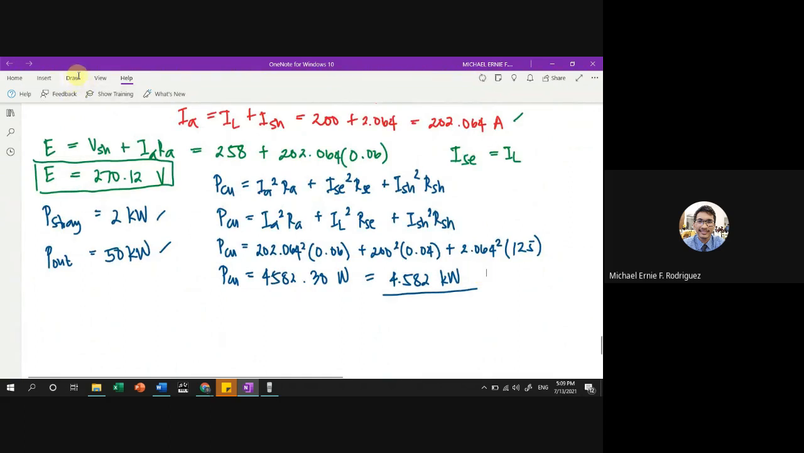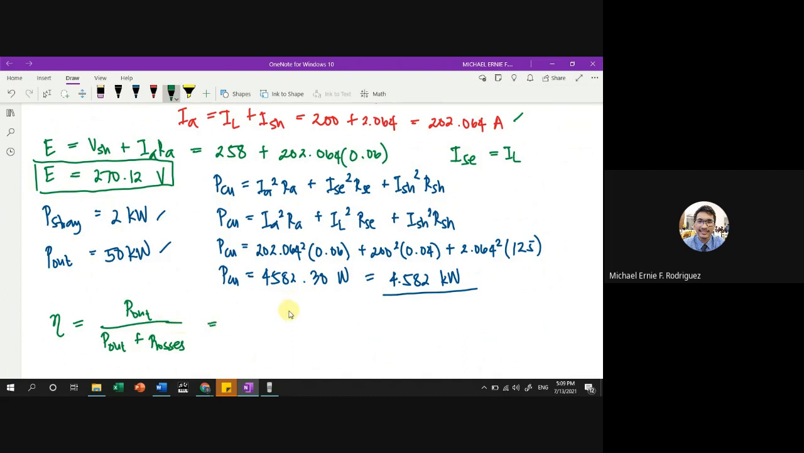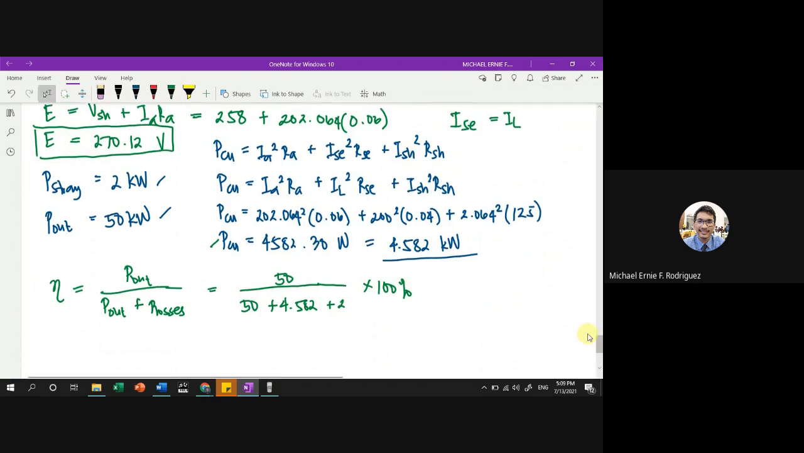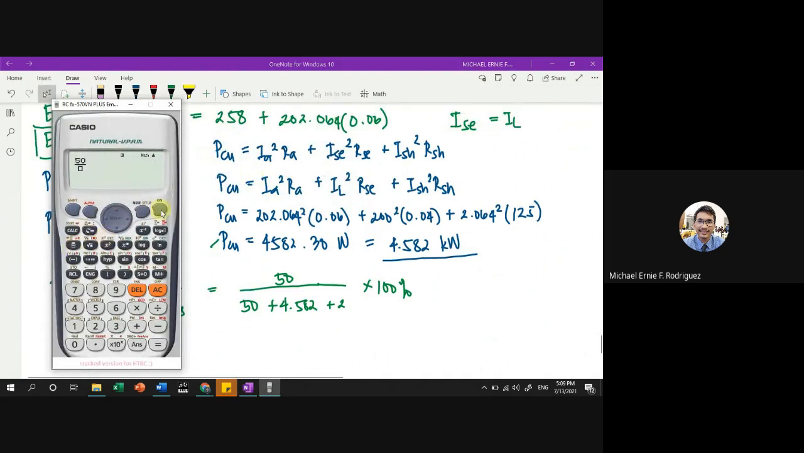So, we can now solve for the efficiency. Kompleto na yung losses natin. So, efficiency is P out over P out plus P losses. P out natin, 50, over 50, naka-kilowatts yan, plus losses natin, ito, PCU, 4.582. Ano pa isang losses natin? Stray. So, plus 2. Then, multiply natin to sa 100% para percent siya. So, 50 over 50 plus 4.582 plus 2, multiply ng 100%.